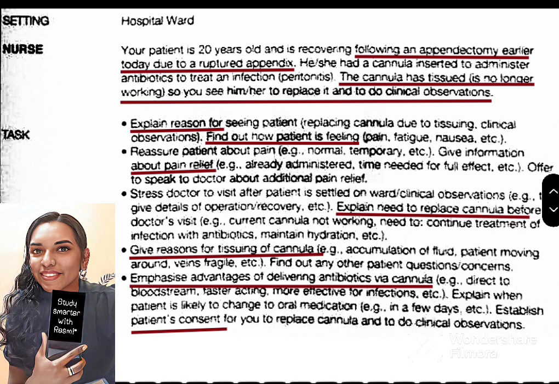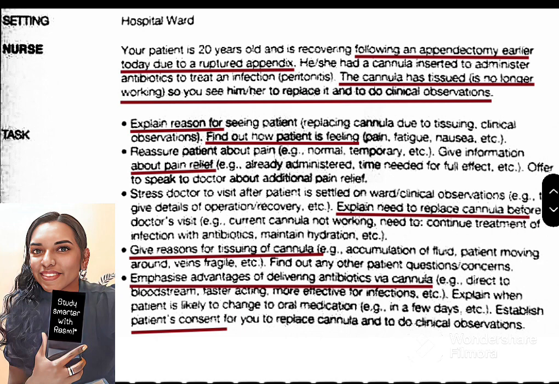Then we can reassure the patient with these reasonings. Because first we need to do the recannulation, and we have to check the vital signs. Then only we can inform the doctor. So how can we state it? Mr. John, I can truly understand your concern, but no need to worry. And really, I want to tell you that the doctor will visit you without any delay. But it is mandatory for me to do your clinical observation and replace the cannula before the doctor's visit.